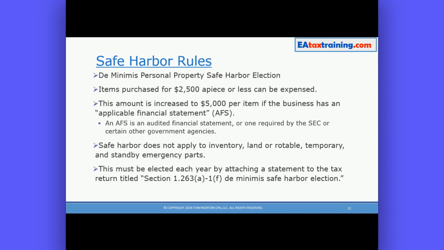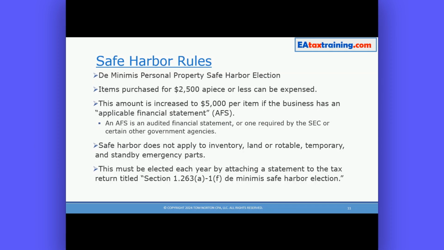This safe harbor does not apply to inventory, land, or rotable, temporary, and standby emergency parts. And that's because those things are not depreciable to begin with, and they're usually going to be deductible in their own way. So, inventory, for instance, you will deduct inventory when you sell the item, whatever it is. Land, of course, is not depreciable at all, so you can't deduct that at all.